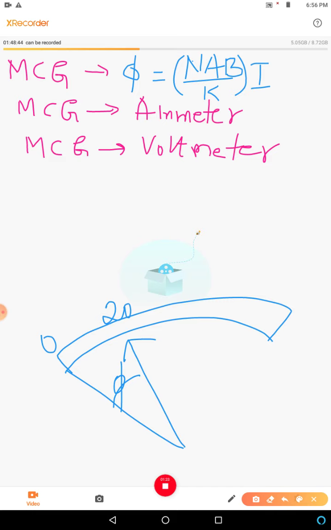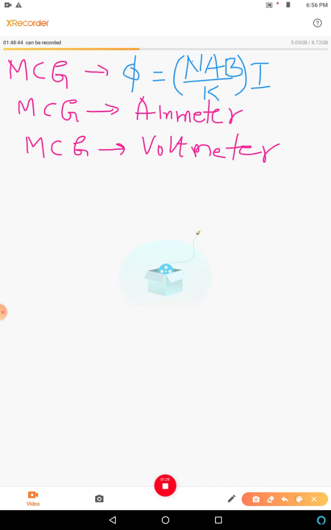N is the number of turns of the coil, A is the area of cross section of the coil, B is the strength of the uniform radial magnetic field, K is called the torsional constant, and I is the current. So from that we have come to the conclusion that phi is proportional to I. And by measuring the angular deflection phi, we can directly measure the current or potential difference.